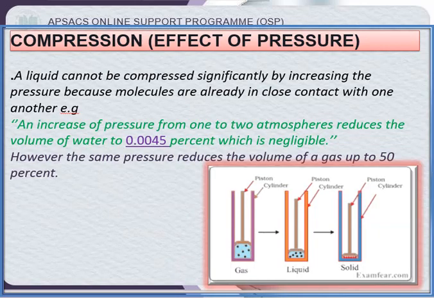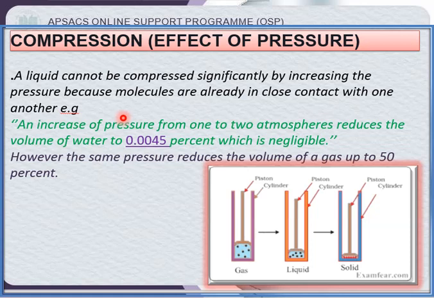The next is compression, meaning effect of pressure. A liquid cannot be compressed significantly by increasing the pressure because molecules are already in close contact with one another. An increase of pressure from 1 to 2 atmospheres reduces the volume of water by 0.0045%, which is negligible, not countable. However, the same pressure reduces the volume of a gas by up to 50% because the gas particles are very far away from each other, but the liquid particles are close together, so there is no significant effect of pressure on a liquid.